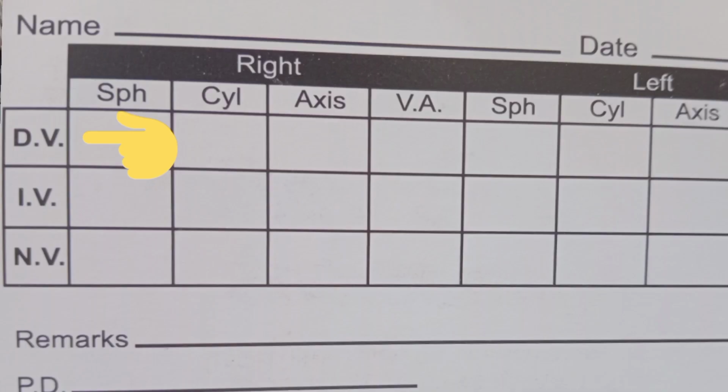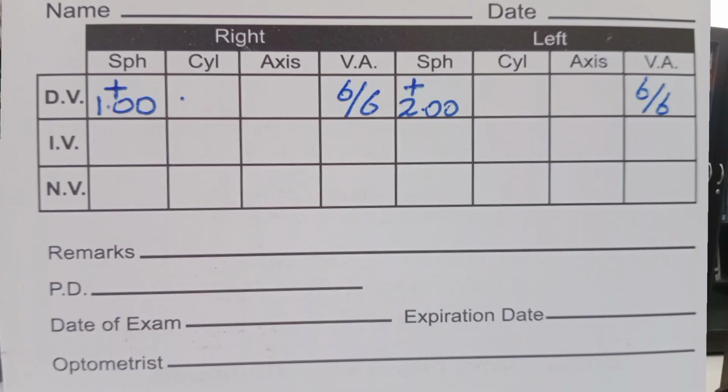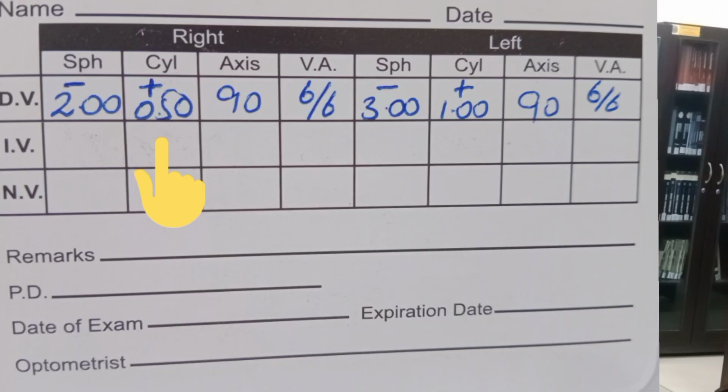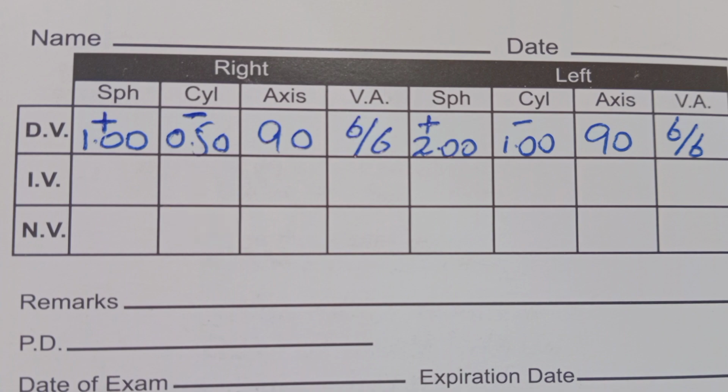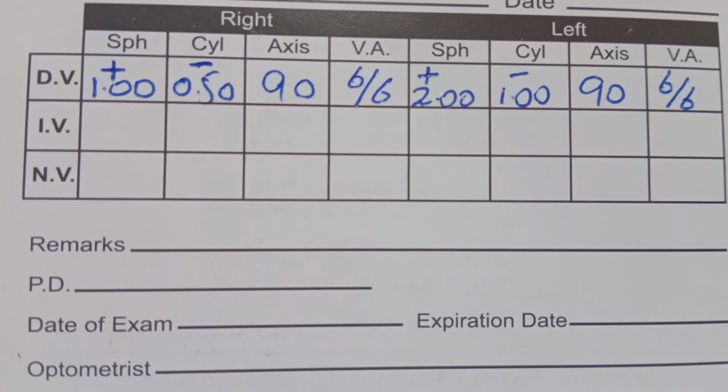So it means that if we talk about the distance vision correction, the intermediate correction, or the near vision correction, these three prescriptions can be in any form: in plus spherical, in minus spherical, in plus cylinder, in minus cylinder, or in spherocylinder, or in the toric prescription as well.